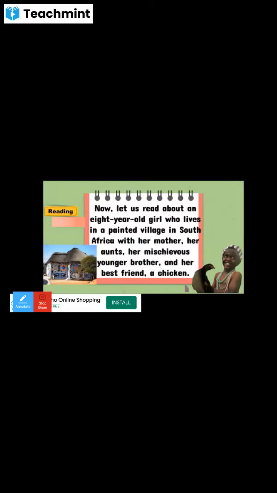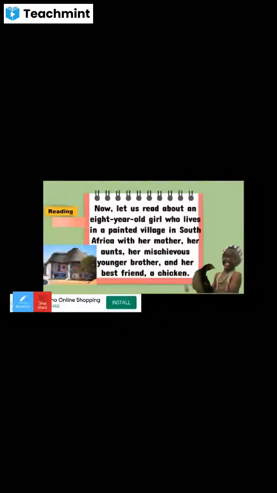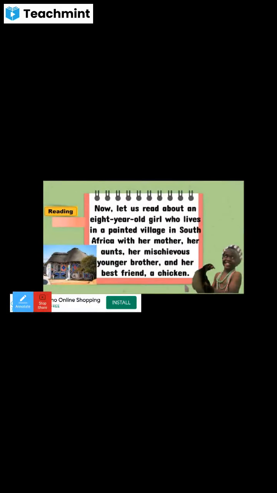In this Unit 1, Painted House, Friendly Chicken and Me, who lives in the painted house and who is the friend of the chicken? Who is me? Now we are discussing this. Now let us read about an 8 years old girl who lives in a painted house in South Africa with her mother, her aunts, her mischievous younger brother, and her best friend, a chicken.